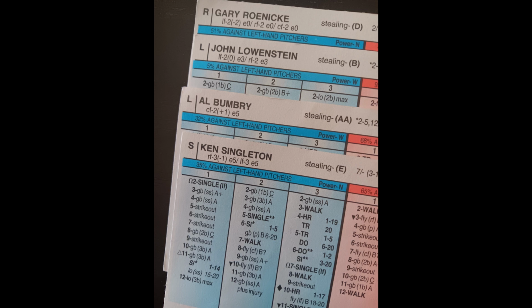I like the fact that Roenicke and Lowenstein both field their positions very well. Al Bumbry is very useful in center field, and your right field defense is solid as well. Couldn't give them a perfect score of a 5 out of 5 because none of them are 1s, but I definitely feel good about giving them a 4 out of 5 in the outfield.